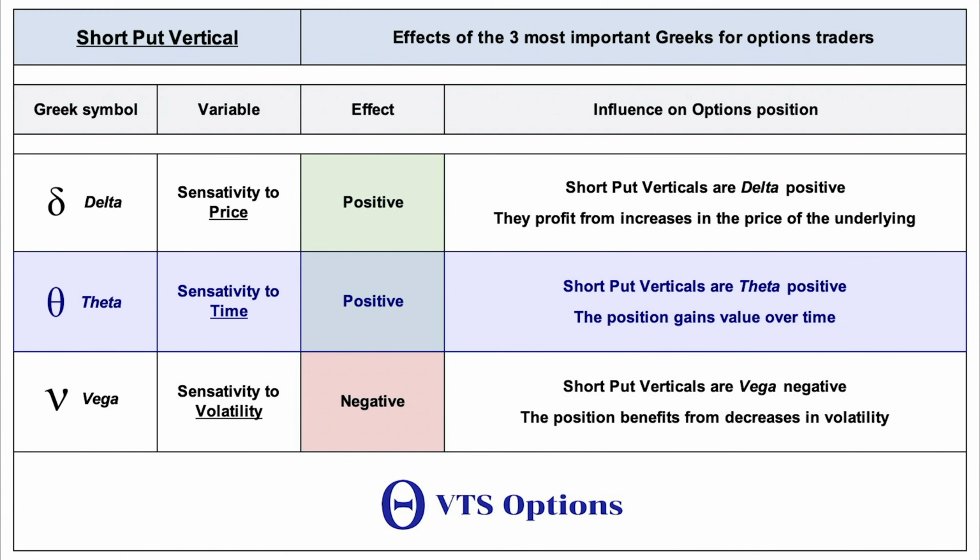Theta is an option sensitivity to time. Short put verticals are theta positive, meaning we benefit from the passage of time. And lastly, vega is an option sensitivity to volatility. Short put verticals are vega negative. These trades benefit from decreases in volatility.